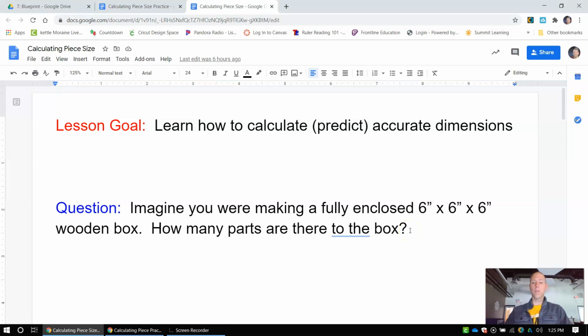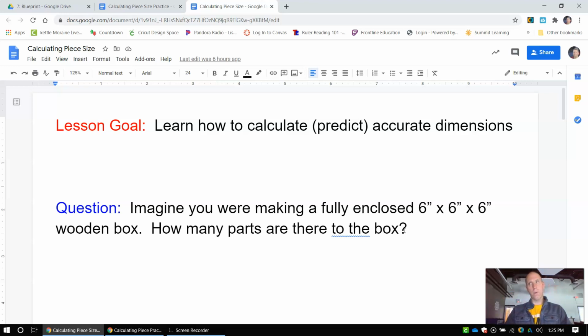We're going to be thinking of it like a simple box. So imagine we have a simple box. How many parts are there to that box? Just pretend it's 6 by 6 by 6. How many different parts would that enclosed box be made out of? Hopefully you were thinking that box is made out of 6 parts because you've got a top and bottom, front and back, and then your 2 sides. So that together equals 6 different parts.